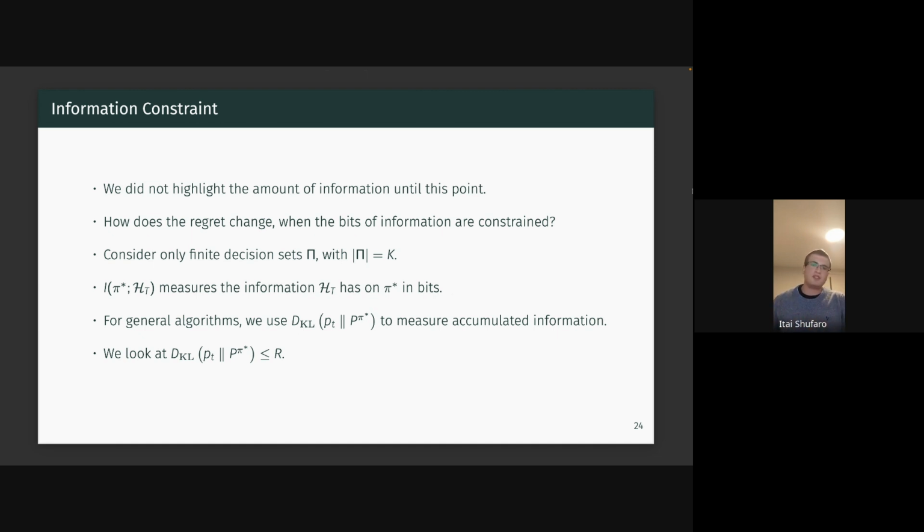All right. So from this point onwards, we will only consider finite decision sets, and we will denote the cardinality of the decision set with K. Now, from the information theory literature, we know that the mutual information between pi star, which is the optimal decision, and the history measures how much information the history has on pi star in bits. Because we apply to general algorithms, we will use the KL divergence between the agent's policy and the prior to measure the accumulated information the agent has. And then we will look at the following constraint. We look at the worst-case regret under this constraint on the agent's policy.